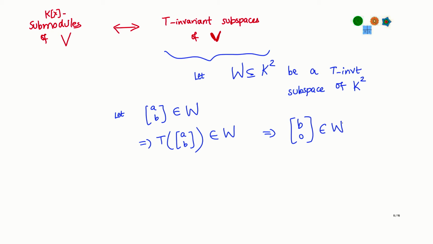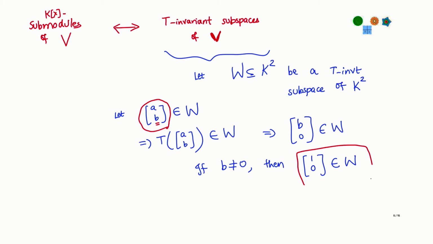Okay. Now if B is not 0, then I can divide by B, and I can conclude that the vector (1, 0) is in W. So that is a conclusion we can draw: if my invariant subspace has a vector (A, B) in which B is not 0, then the vector (1, 0) itself belongs to W. This already gives us a candidate for a subspace.